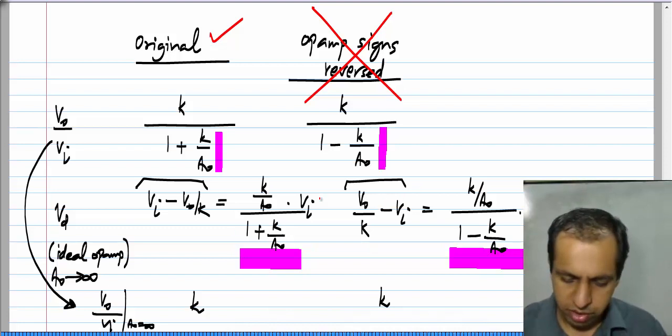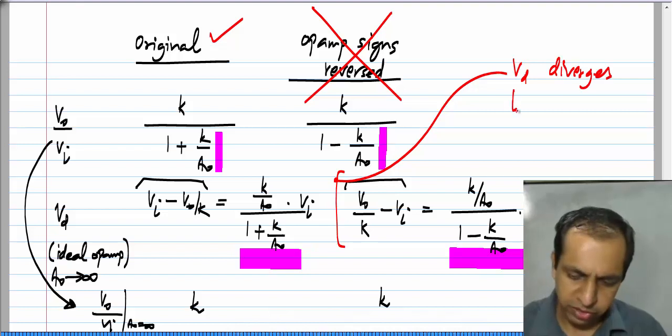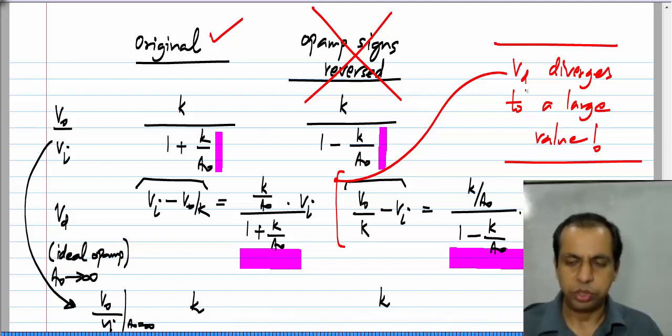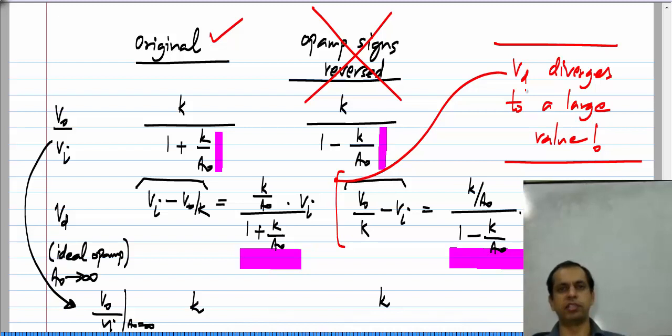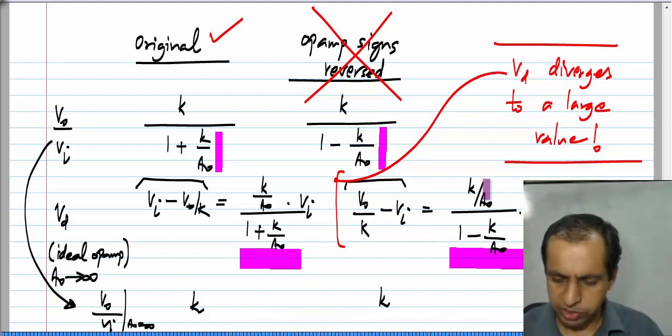Okay. So, the original circuit works as we intended, and if you actually build the circuit with the op amp signs reversed, it will not work like this at all. And in this case, this V D, instead of being this, V D diverges to a large value. Okay. So, you cannot use the op amp with its signs reversed, although this algebra tells you that in both cases V D is very small, and if a naught tends to infinity, V D will tend to 0, the op amp inputs will be still virtually shorted. Okay.